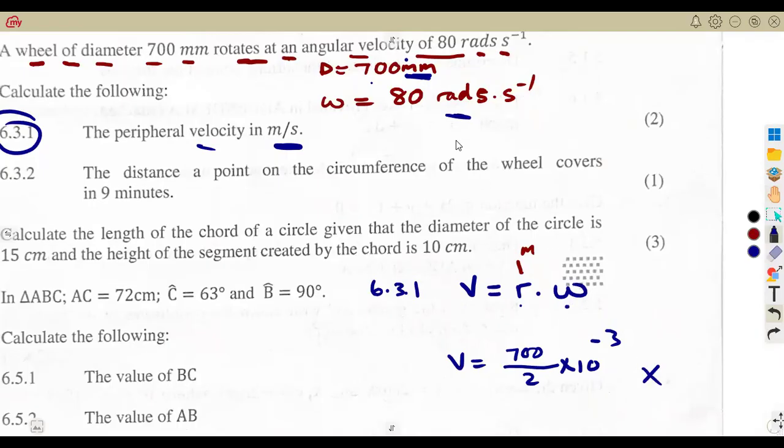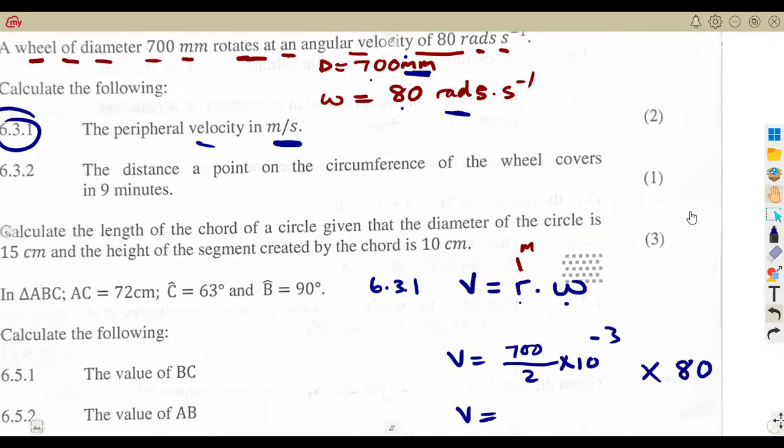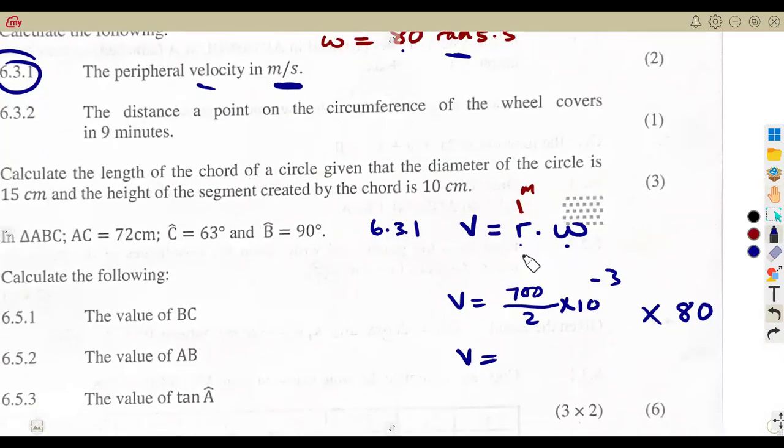Times our omega. What is our omega? Our angular velocity is 80. So this converts it automatically to meters per second. That's our V, which was going to give us 28 meters per second. Just like that.